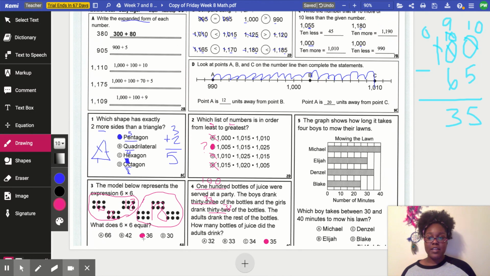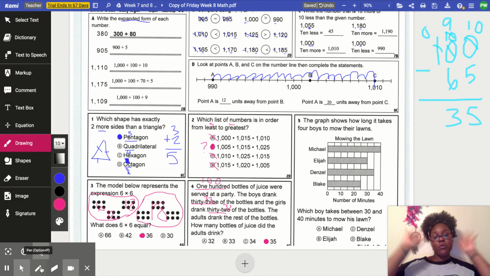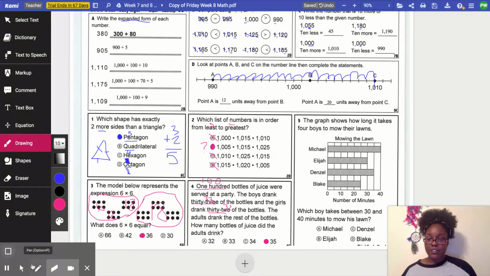Last one. Raising the roof. Whoop, whoop, whoop, whoop. And we're doing number 5. I may record this video again.